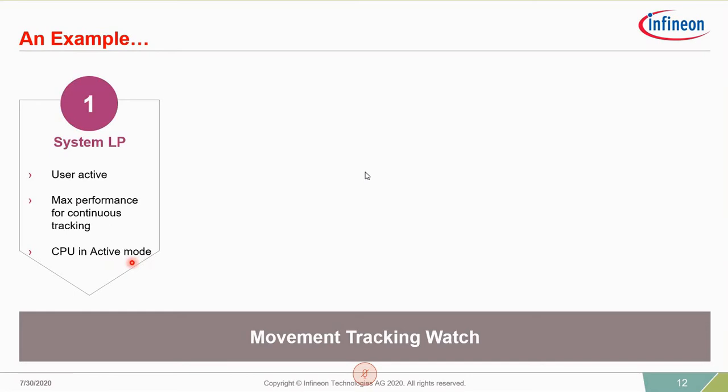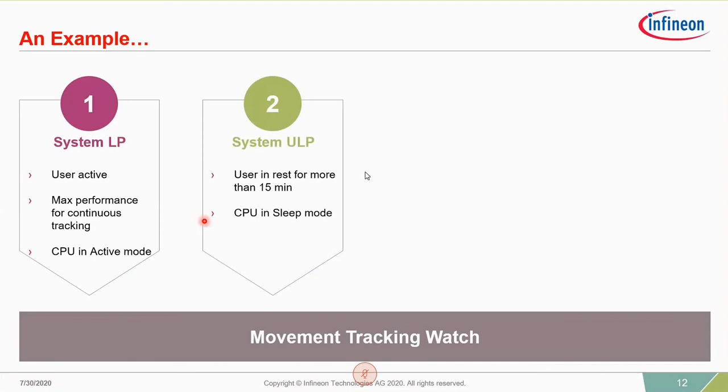Now if we detect that the user is at rest for more than 15 minutes, then we can send the CPU to CPU sleep mode, and we can send the system to system ultra low power mode. And in this case, we can use a WDT interrupt to continuously wake the device to check if the user is in movement or not.